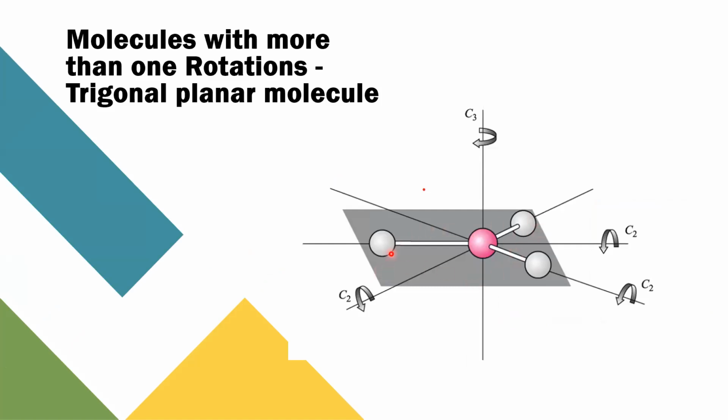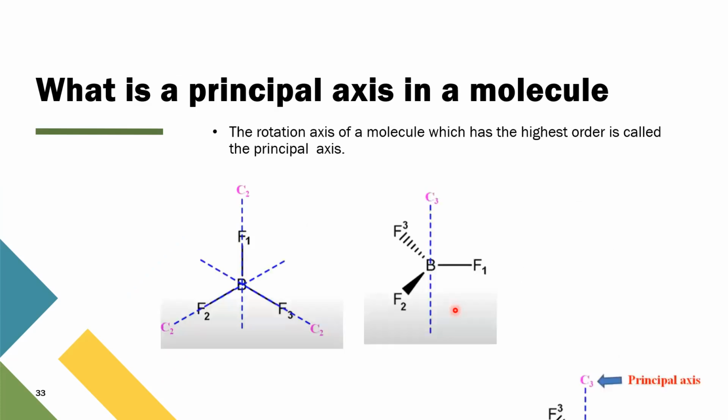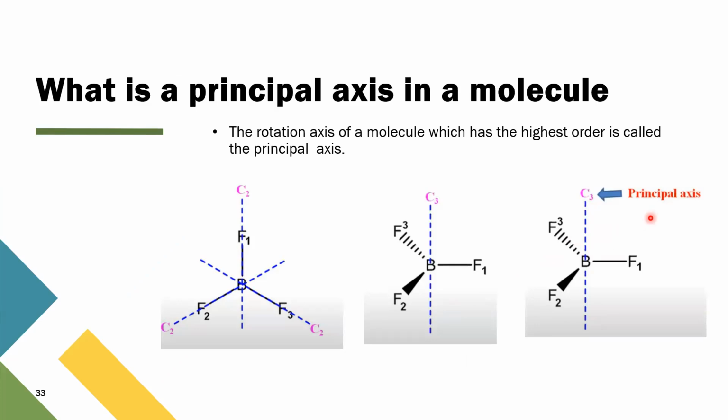This is the plane of the molecule, and C3 passes like this. If you want to understand this better, try to make some models and see. Then you will understand. The axis which has the highest order is called the principal axis. Along these BF bonds, you get C2 axes. Since there are 3 BF bonds, you get 3 C2 axes in this BF3 molecule.